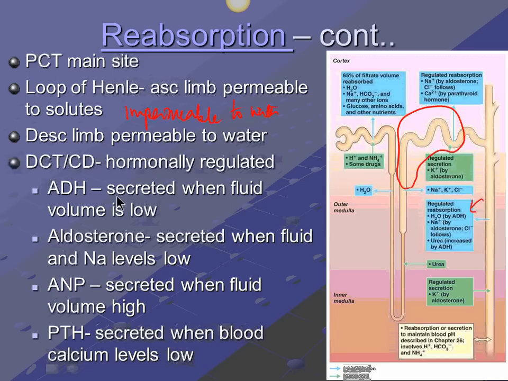ADH, and this is again a good review for endocrine. You just did endocrine. ADH is secreted when the fluid volume is low because you want water to be reabsorbed. Aldosterone is secreted when sodium levels become low or potassium becomes very high. Atrial natriuretic peptide is an antagonist, remember, to ADH and aldosterone. So this is secreted when fluid volume levels are very, very high. And then parathormone is secreted when blood calcium levels are low so that calcium can be reabsorbed.